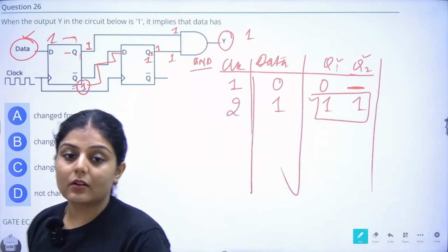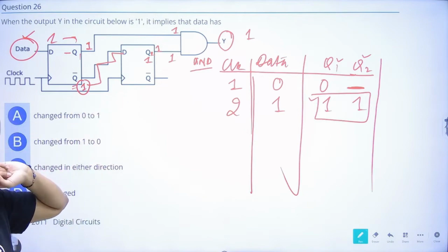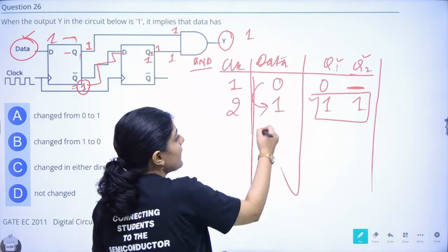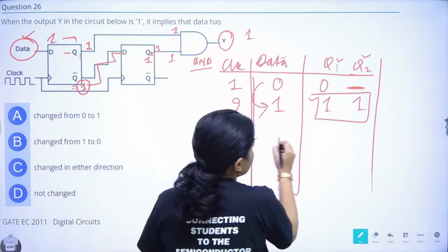Since we are getting Q1 and Q2 as 1 in this particular case, the output will become 1, right? So what is the transition of data? The transition of data should be from 0 to 1, right? What happens if I take the other case?